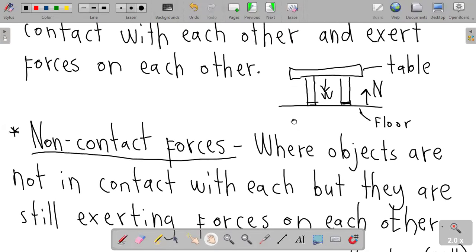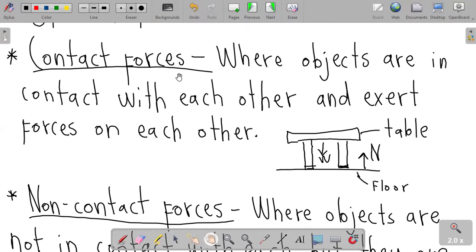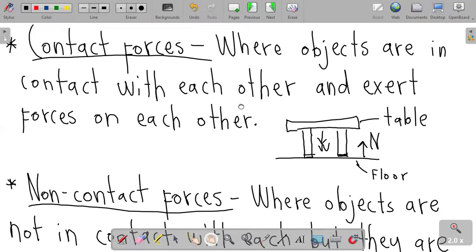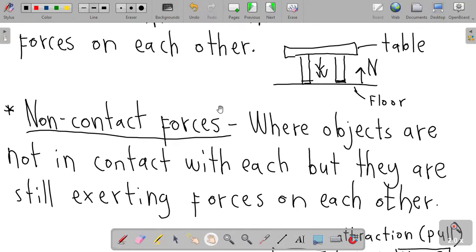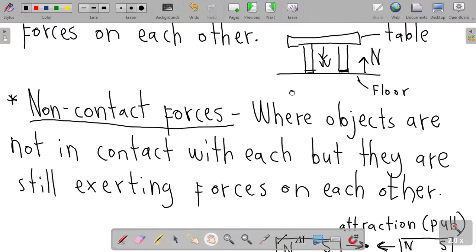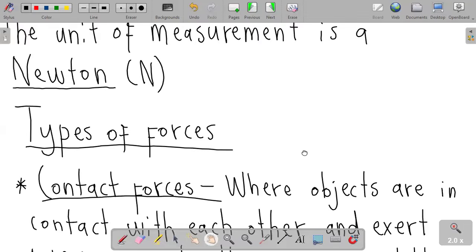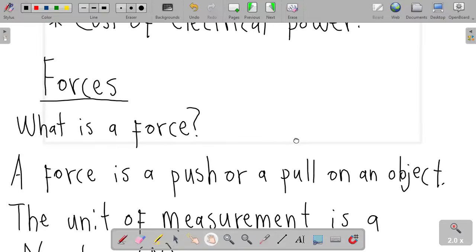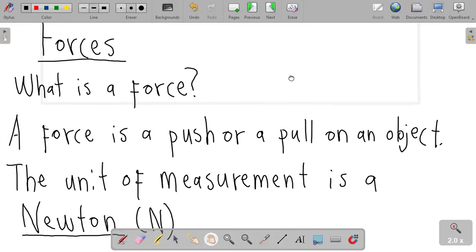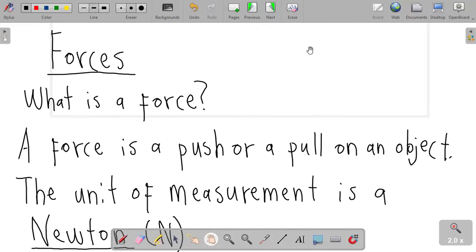Okay. So in lesson two, I will get into details, okay, about different types of contact forces and different types of non-contact forces, because it's not just one example. There's a lot of examples that I will show you in lesson two. Okay. So let's leave it here for lesson one, okay? I think this is enough for introduction.